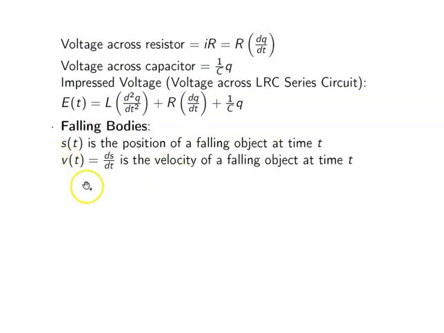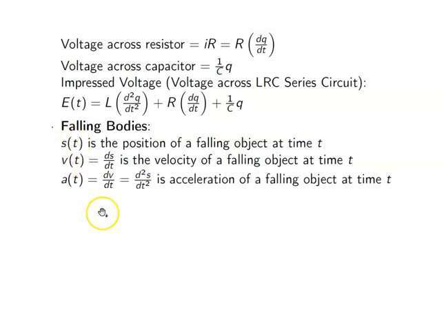V of t is the velocity. It is the first derivative of position. Then we have acceleration, which is the derivative of velocity, which means it's the second derivative of position. Okay, so that's the acceleration of a falling object at time t.